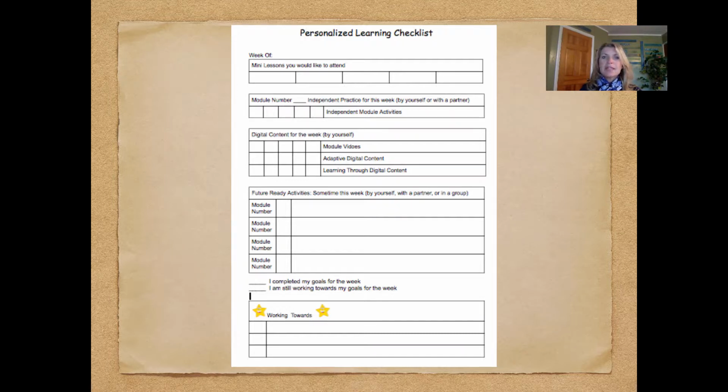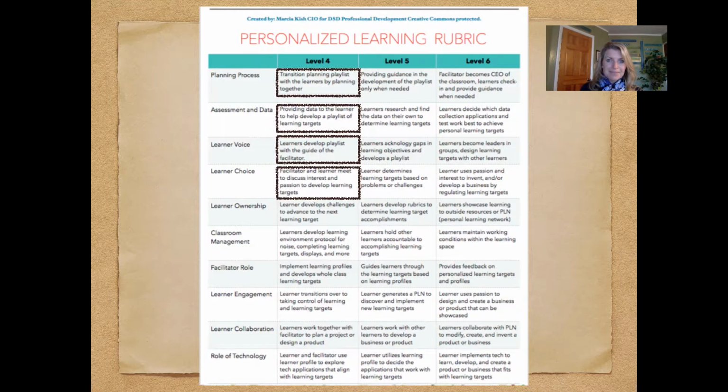And then at the end of the week, it says, did they complete their goal? Or are they still working on their goal? And then they have working towards. What are they working towards when they get to that? Are they working towards their 20% time, working on other projects? They get to fill it in. So again, the students are filling this in with you. You're not filling it in for them.